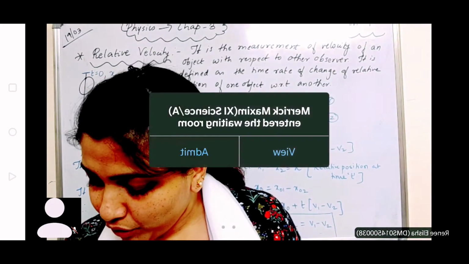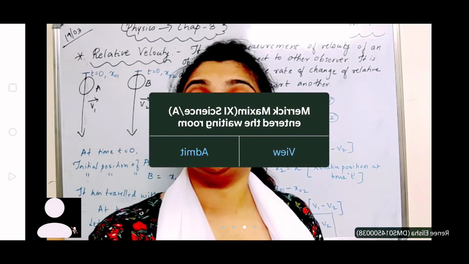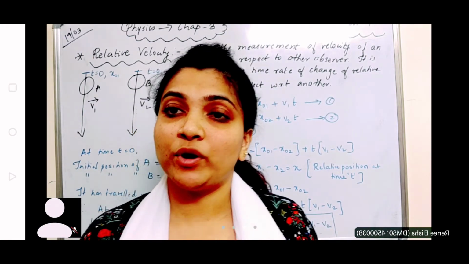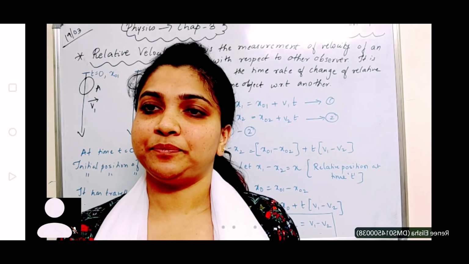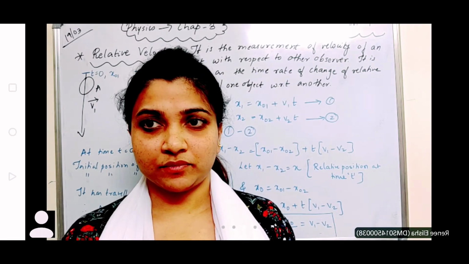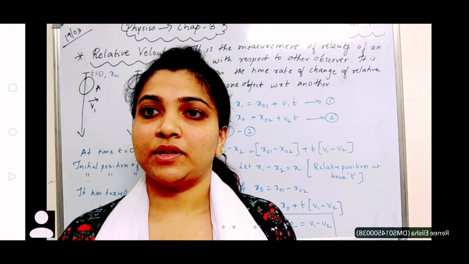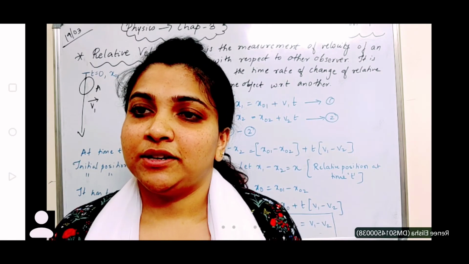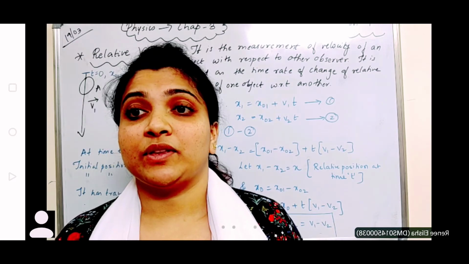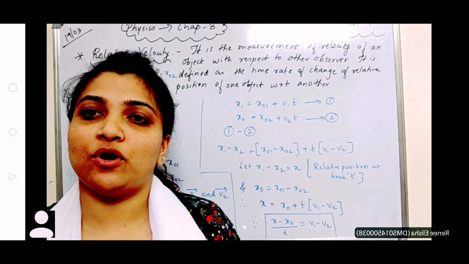Before going ahead with relative velocity, can someone quickly summarize what we studied in the previous class? What have we studied previously? Motion, equations of motion in free fall, Galileo's law of odd numbers, and then stopping distance.